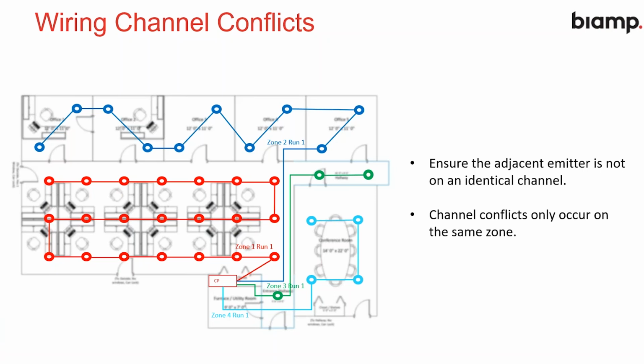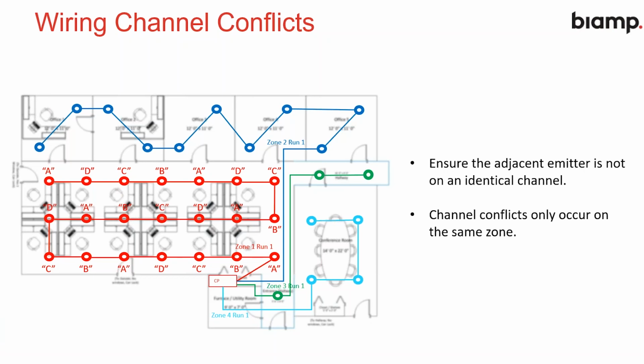So where we talked about the 4 channels, we need to make sure that the adjacent emitters are not on an identical channel. You can only have a conflict on the same zone. So the run that we've done here, as you can see, we come out of the control processor, we have channel A, followed by B, C, D, and then so on. So we have no conflicts here.